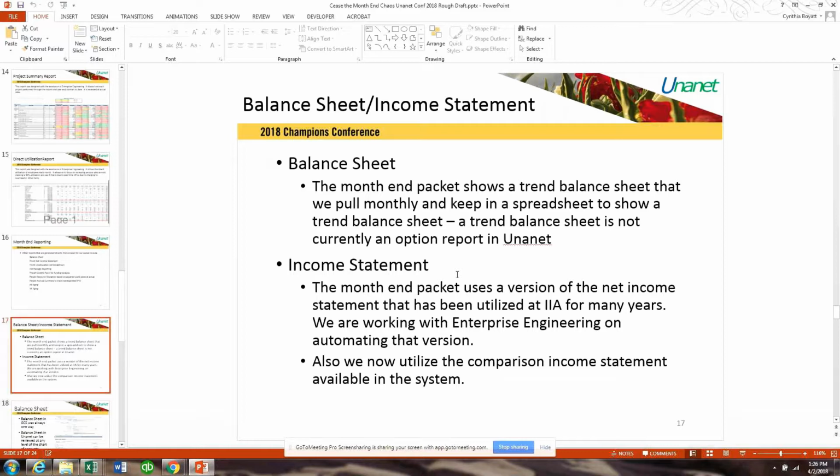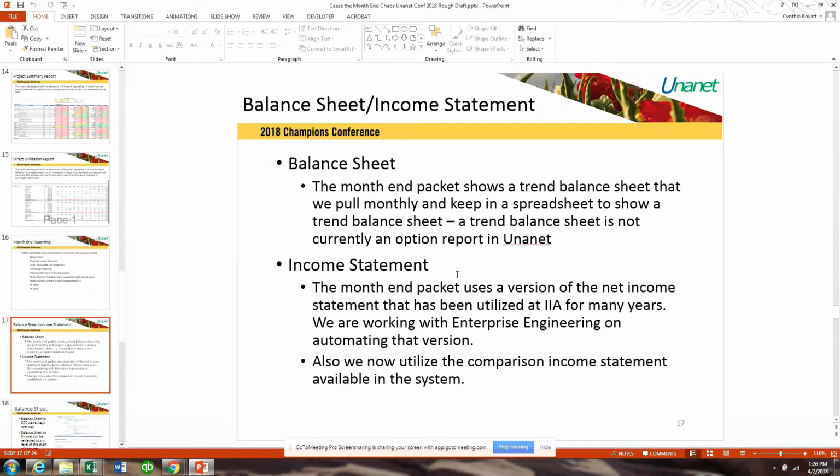Some of the anomalies that we do. On a balance sheet, we like to be able to show a trend balance sheet. So since this button is not available yet in Uninet, we actually just copy it into Excel each month and then literally just keep it on a spreadsheet and then just pull it into our report. We actually also run this at a level 3 report, and I'm going to show you that in a minute.